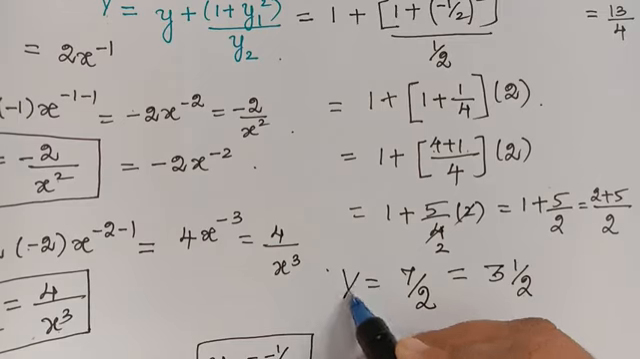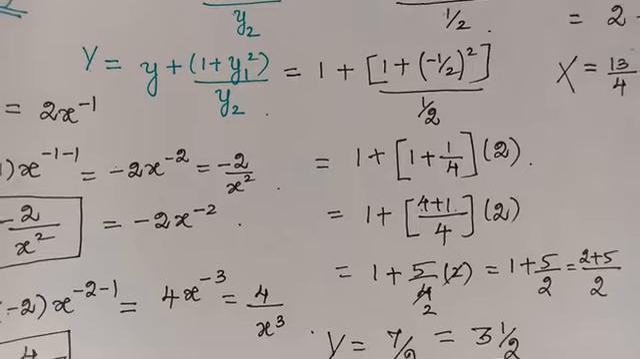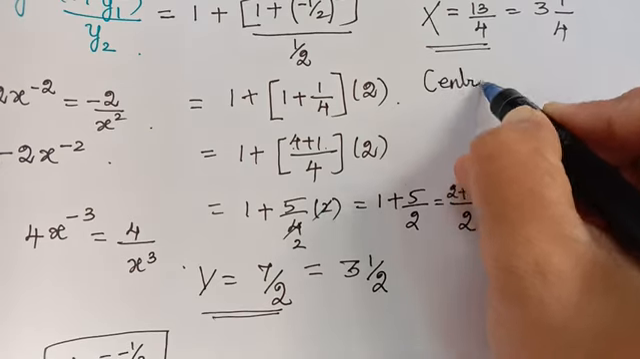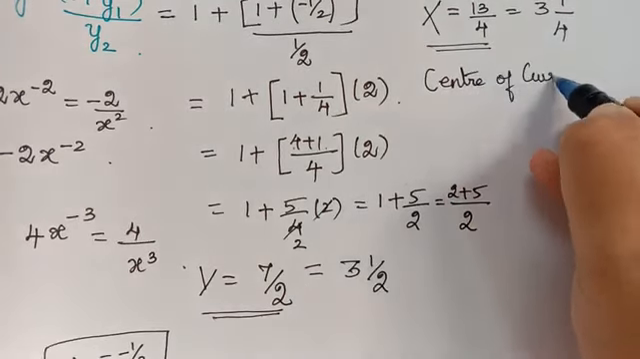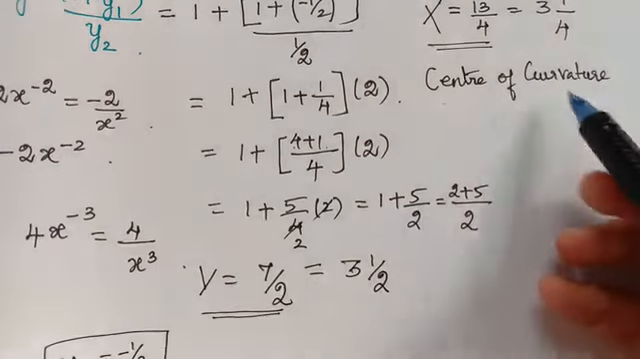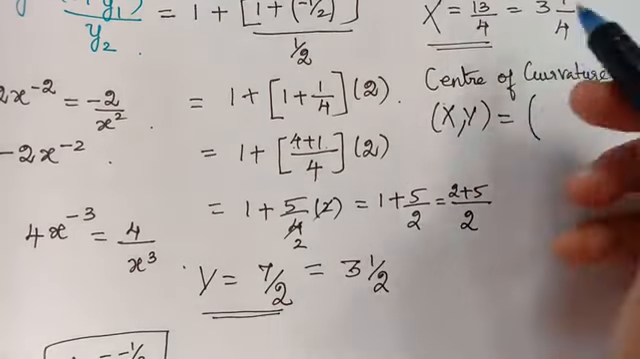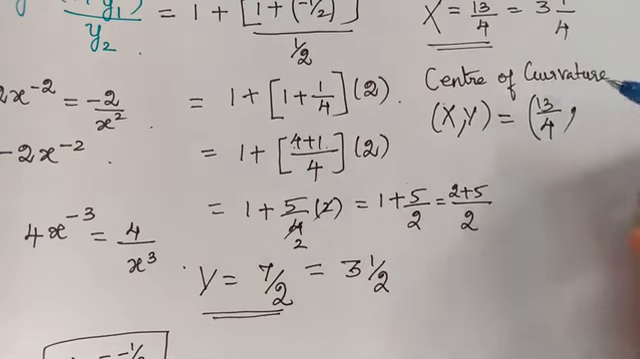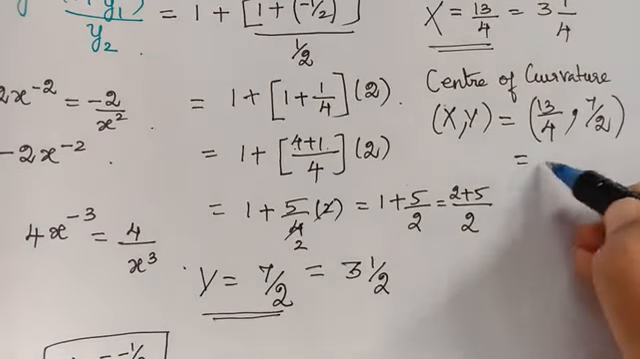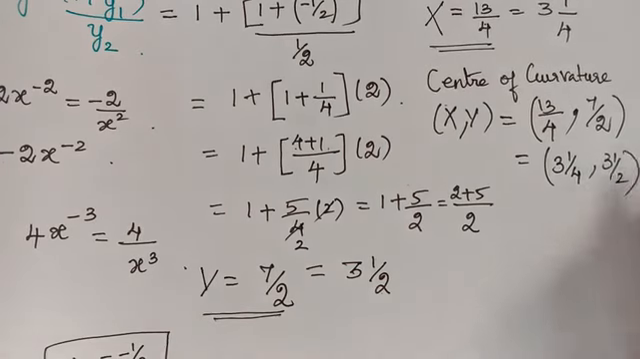So this is the coordinate y, and the coordinate of x we have evaluated here to be 13 by 4, and therefore the center of curvature is, that is center of curvature. So we have to find the coordinates of the center of curvature, which is (x, y), and so that is equal to, what is the value of x? 13 by 4 comma, and the value of y is 7 by 2. This I have left in improper fraction. If we may keep it as a mixed fraction, it will be 3 1 by 4 comma 3 1 by 2. So this is the answer.